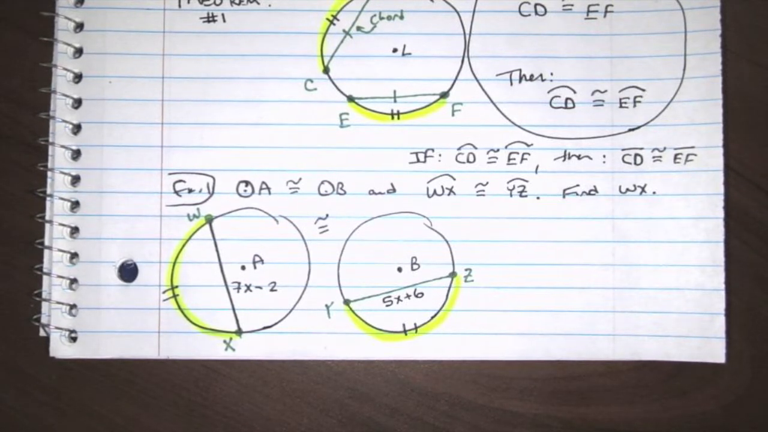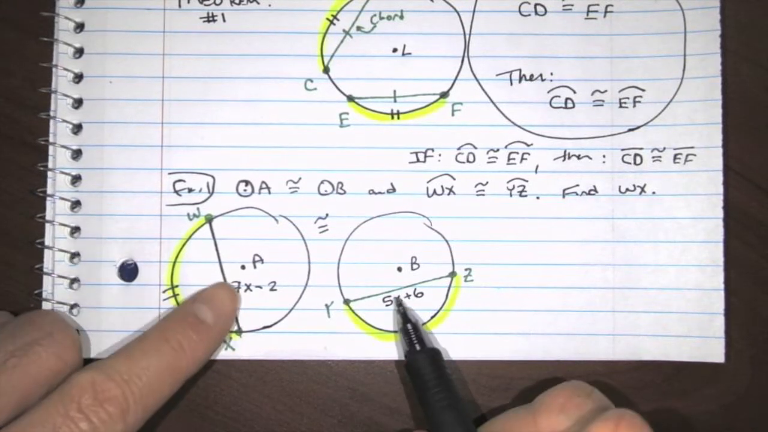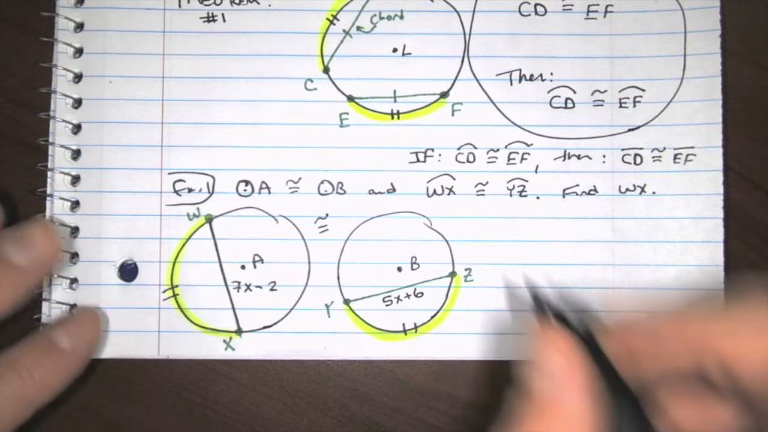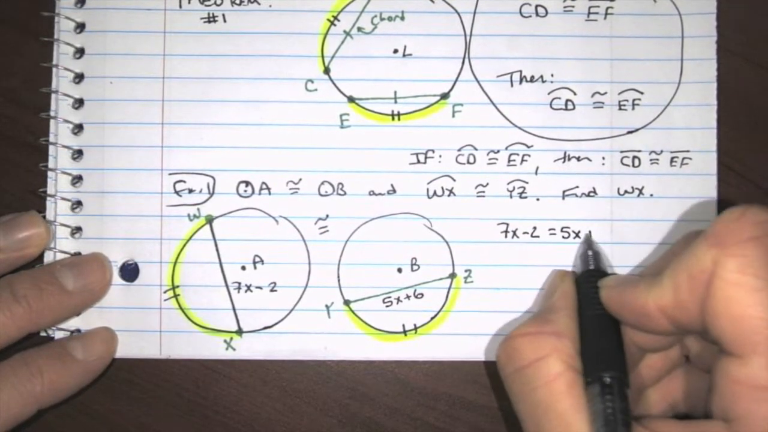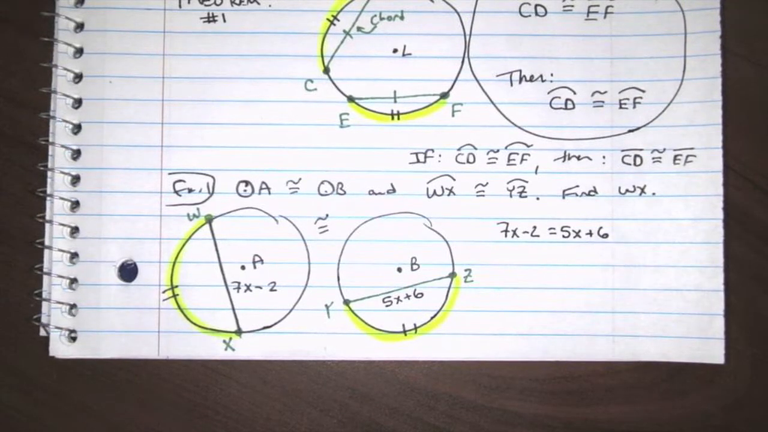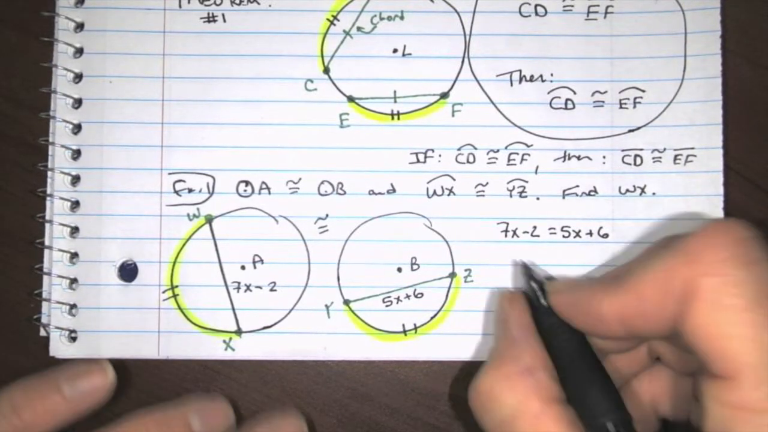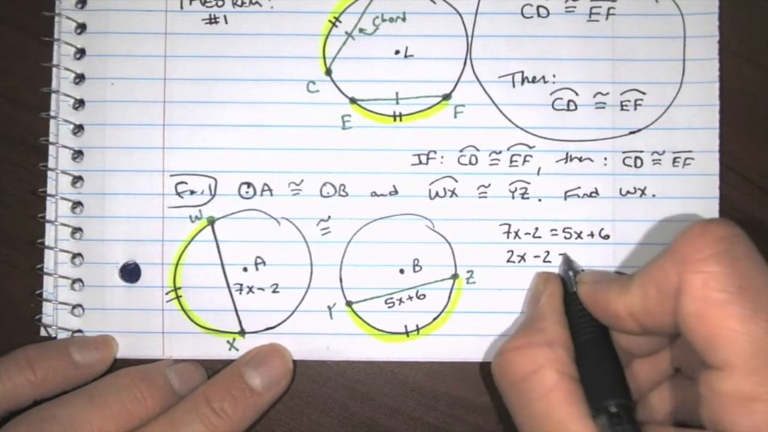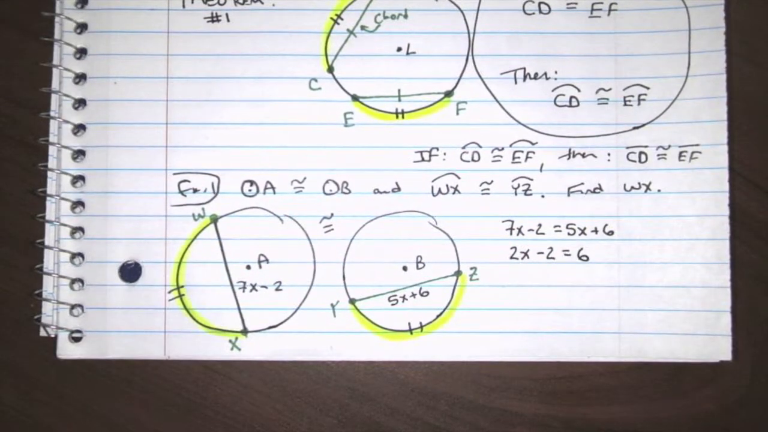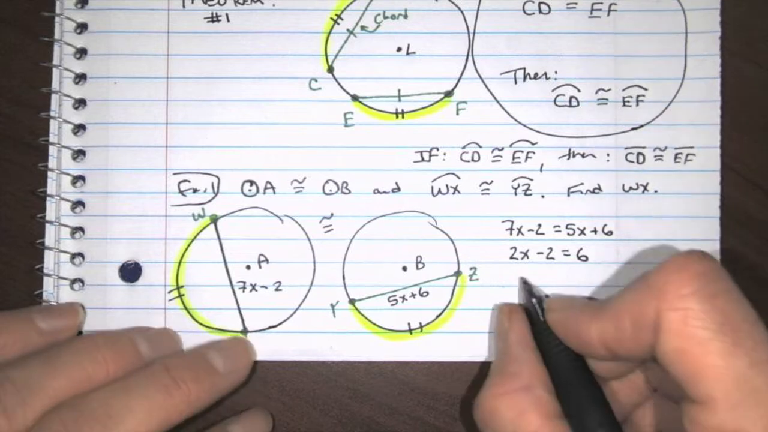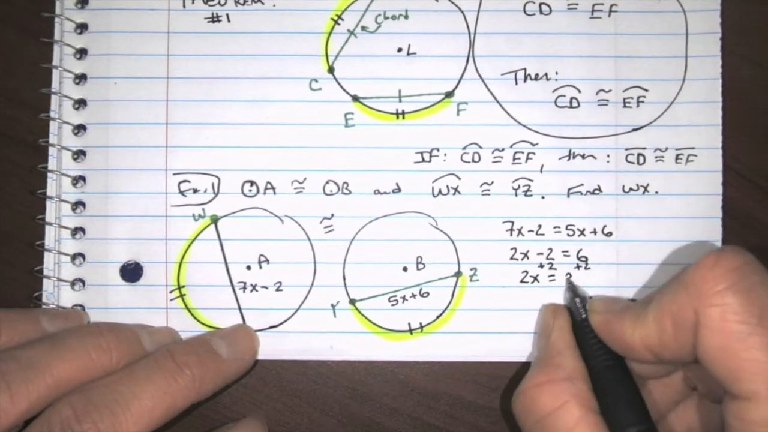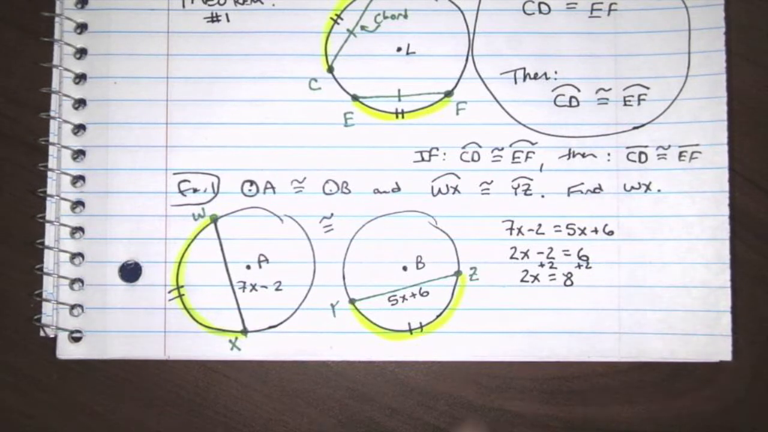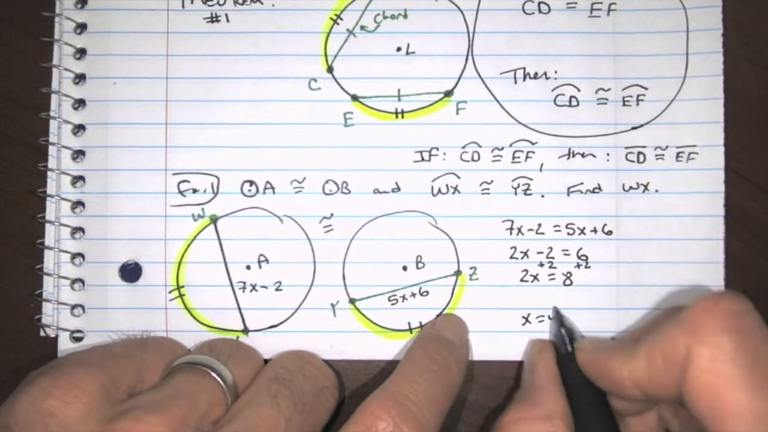Alright, if you need an easy question, we got an easy question here for you. If these arcs are the same, that means that the chords are the same. Set them equal to each other, and let's solve for x. Easy. Subtract 5x on both sides. Add 2 on both sides. So if you need to see the work, show the work. Plus 2 plus 2. So I got 2x equals 8. Divide by 2 on both sides. Gives you a nice, neat, wonderful answer.